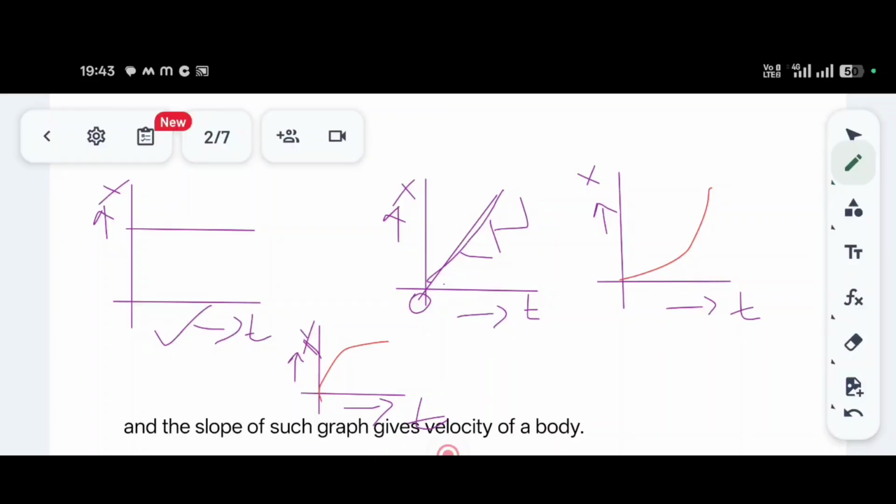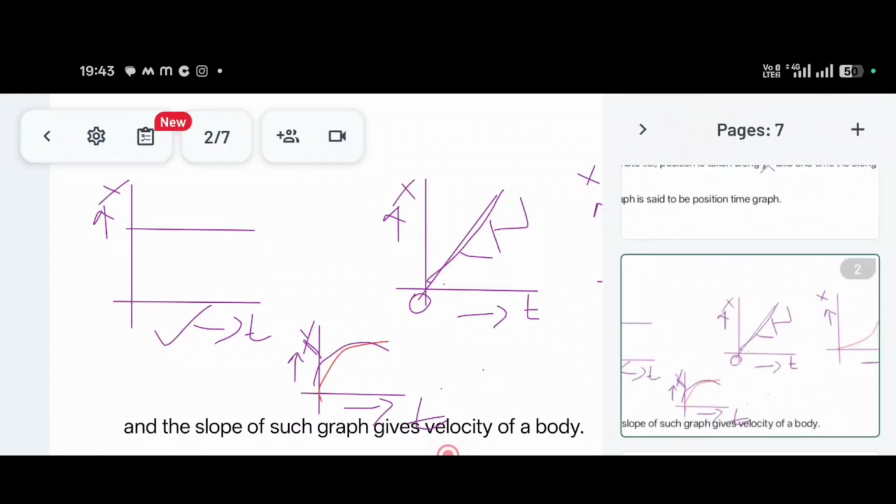Coming to the third one, you can see the velocity is increasing, but it is increasing variably. It is not uniform. In such a graph, the body is moving with an initial velocity and it has a positive acceleration. Then in the fourth graph, the body is moving with a decreasing velocity. Let us go to the next slide.